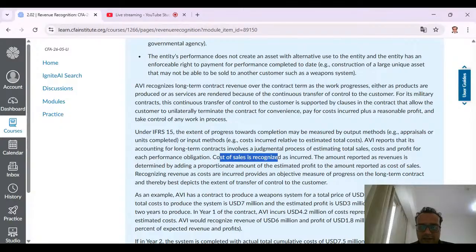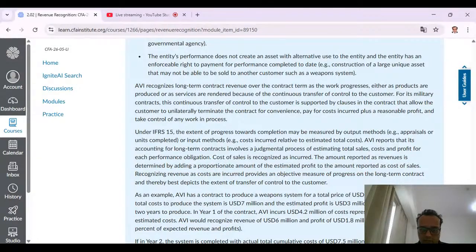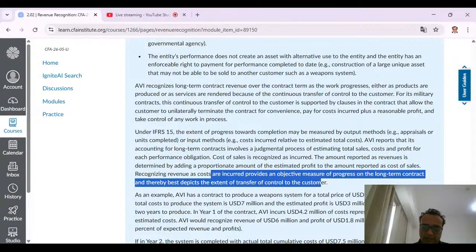Cost of sales is recognized as incurred. Fair enough. As you spend, you incur the cost. The amount reported as revenue is determined by adding a proportional amount of the estimated profit to the amount reported as cost of sales. Recognizing revenue as costs are incurred provides an objective measure of progress and thereby best depicts the extent of transfer of control to the customers.